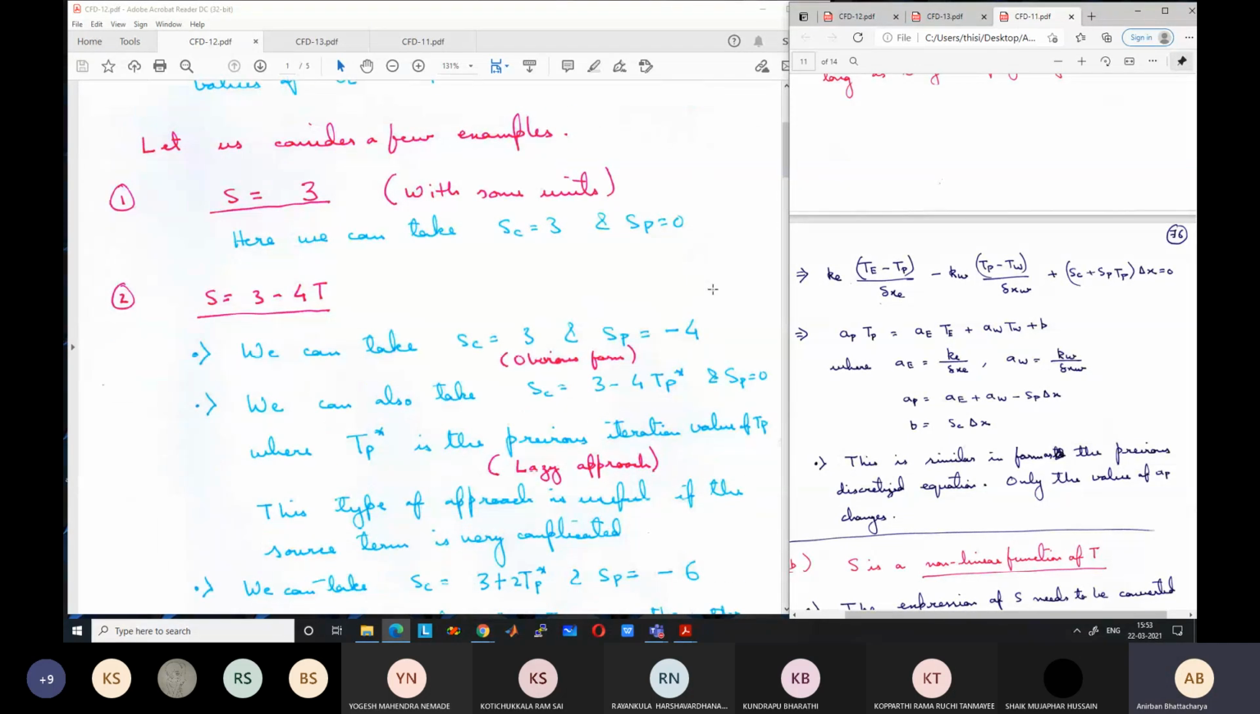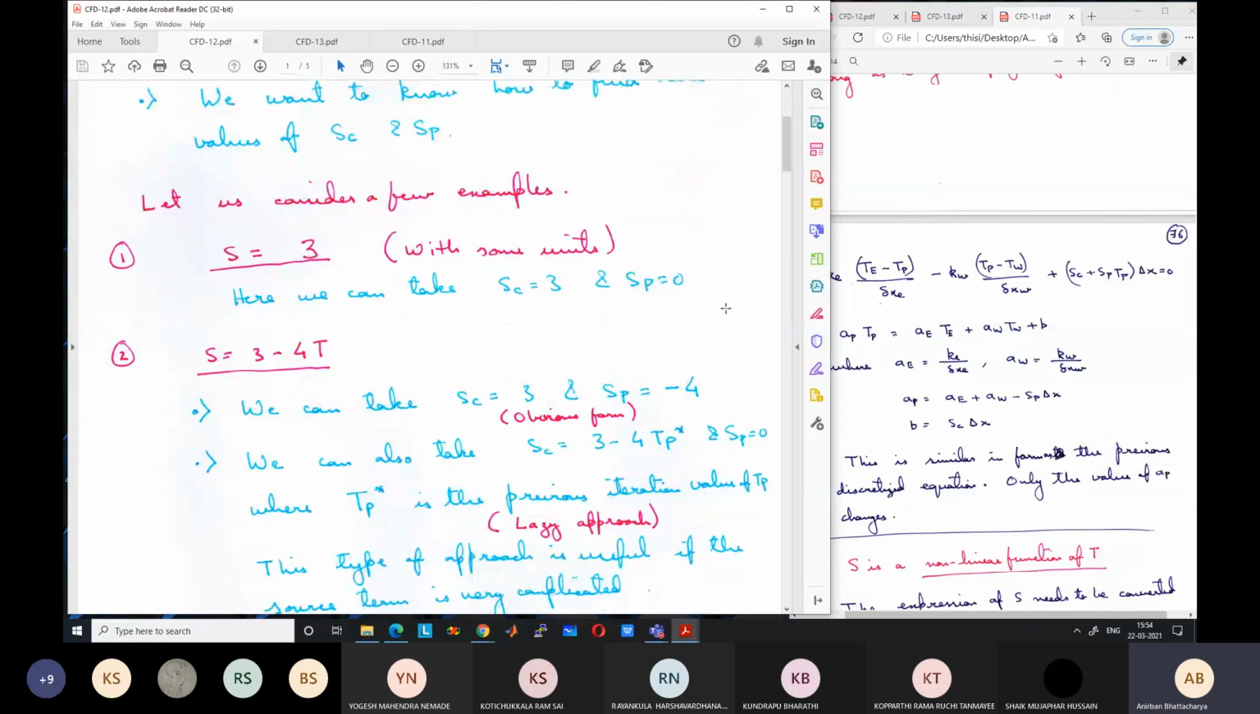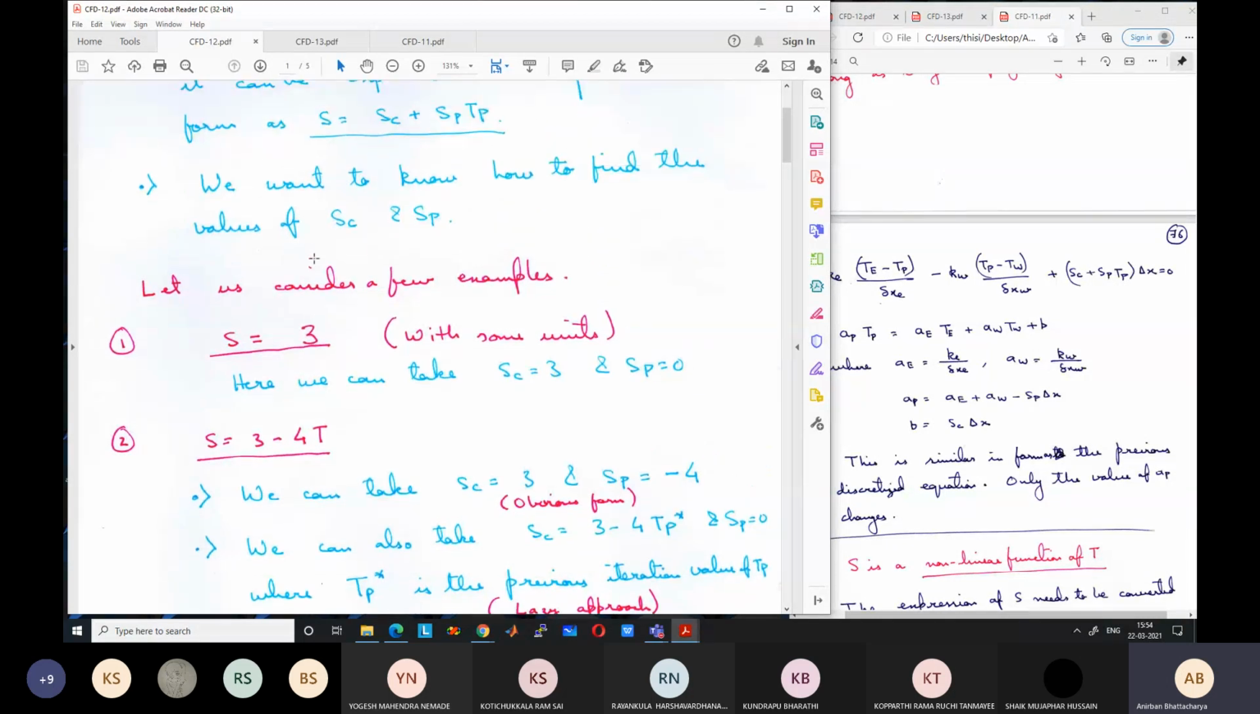So let us start with a few examples. First example is that the source term is equal to 3 with some units, say 3 watt or whatever. We are not bothered in this case. So in this case, it is very trivial. All of you can say easily what is going to be SC and what is going to be SP. Because it's a constant value term, we can say that SC is equal to 3 and SP is equal to 0. So we should take SC equal to 3 and SP equal to 0 for this case.